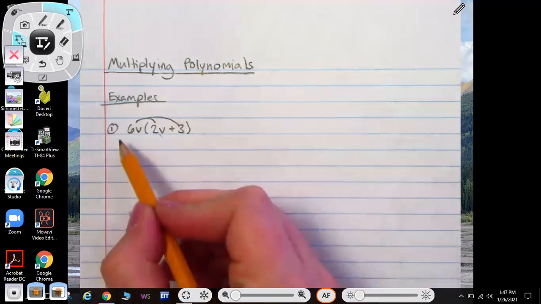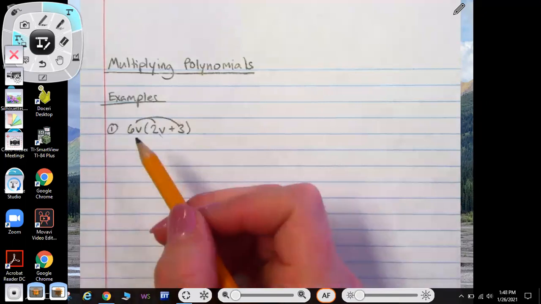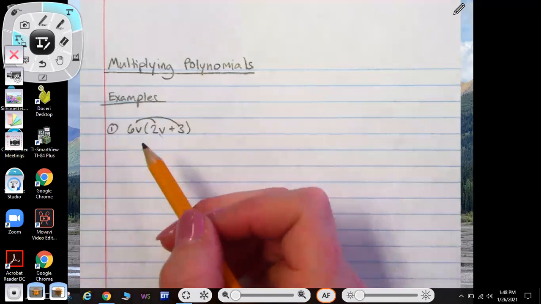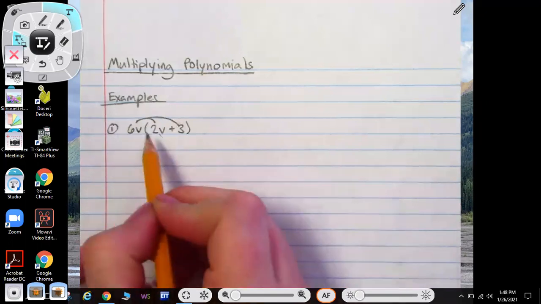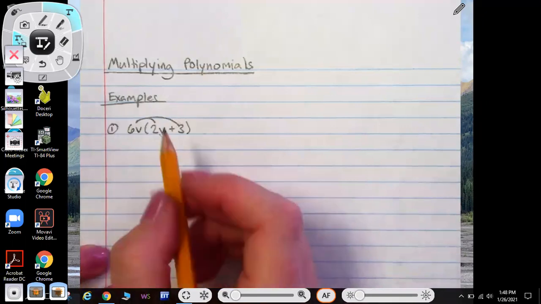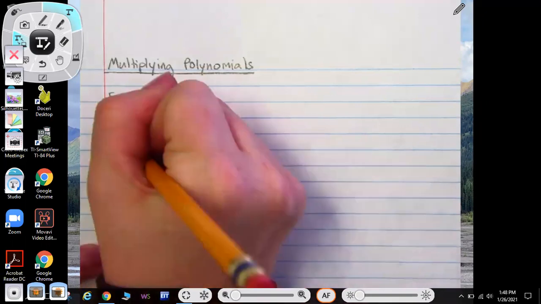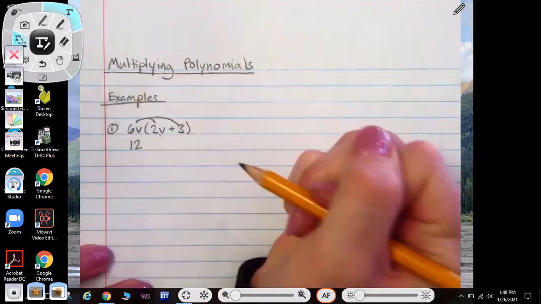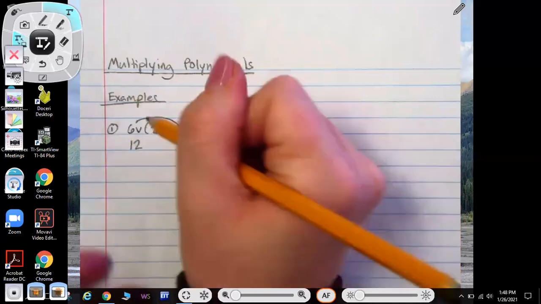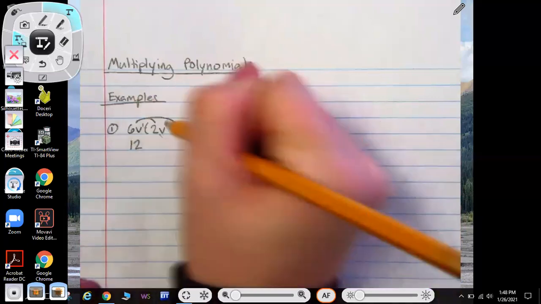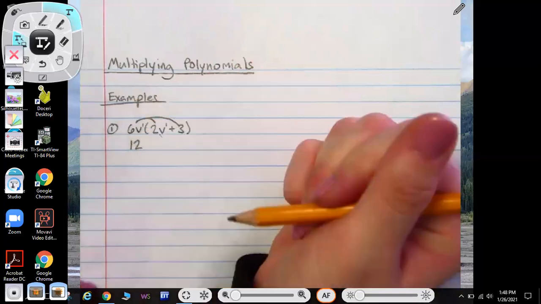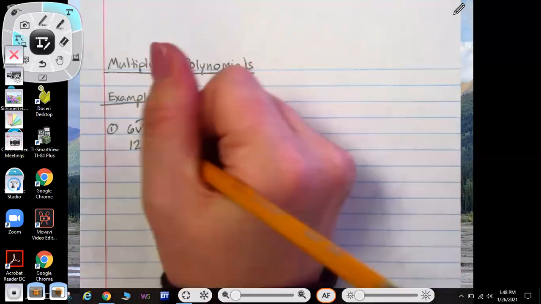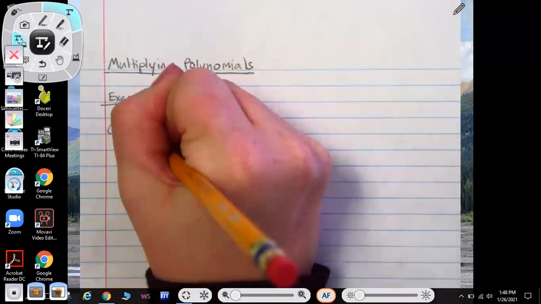When we multiply, we use the same rules that we did when we multiplied monomials. So we multiply coefficients first, 6 times 2 to get 12. And v times v, when we multiply variables that have the same base, we add the exponents. And right now, the exponents on both of those v's are just 1. So when we add the exponents, we get v squared.